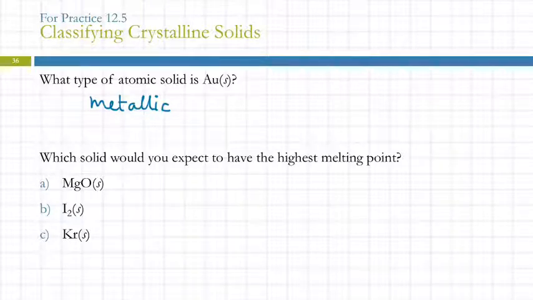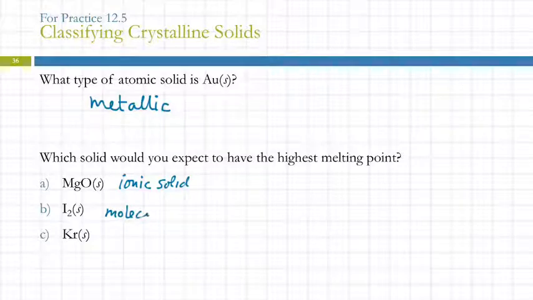So let's just write that down. It's an ionic solid, held together by ionic bonds. What about I2, solid iodine? Is that an atom? Is it ions? Is it a molecule? It's a molecule, right? I2. So this is a molecular solid. What are molecular solids held together by? Intermolecular forces?